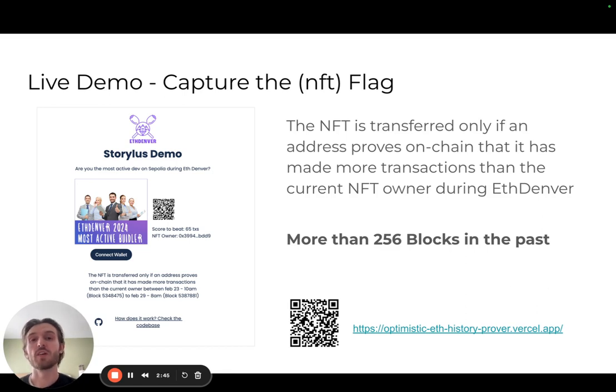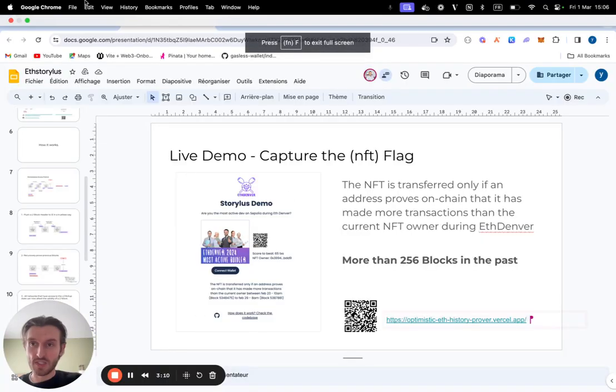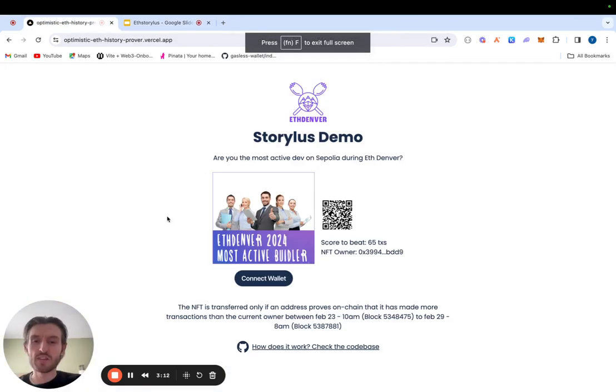So the demo is basically Capture the Flag, the NFT game, that's intended to see who is going to have the most transactions during the EthDenver period on the Ethereum Sepolia testnet. And of course, it's more than 256 blocks. So what we want to achieve, sorry. It's a small dApp we built, and it's live if you want to try it.